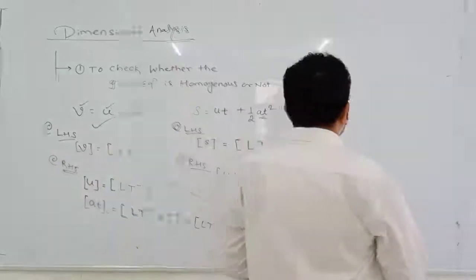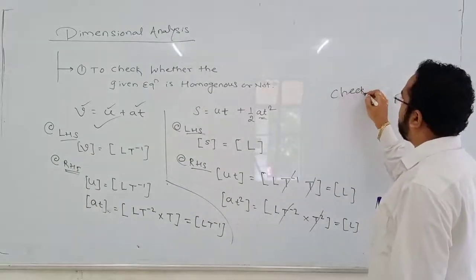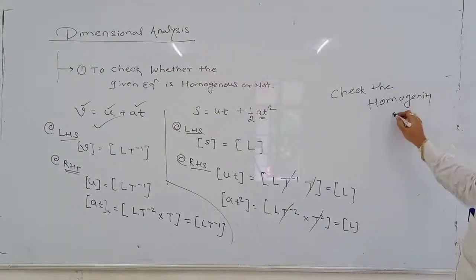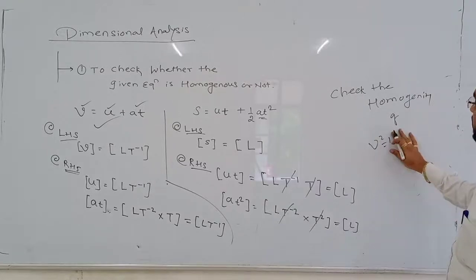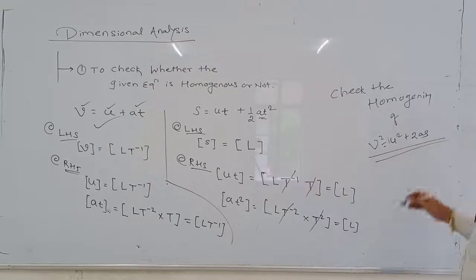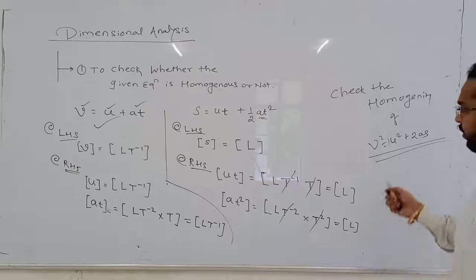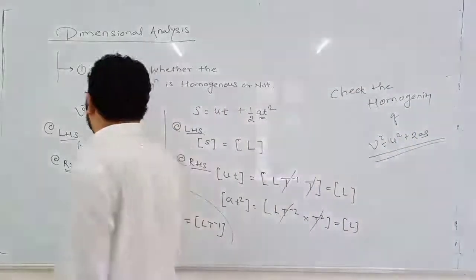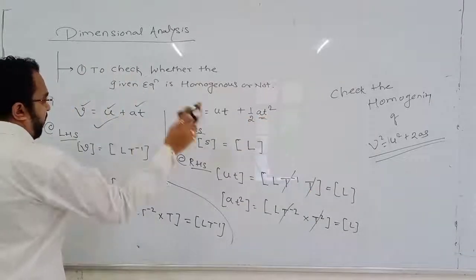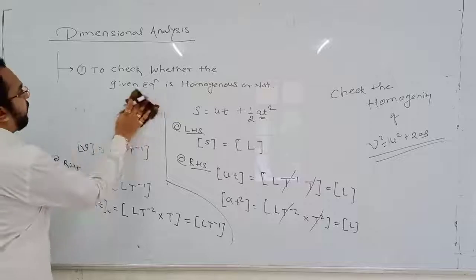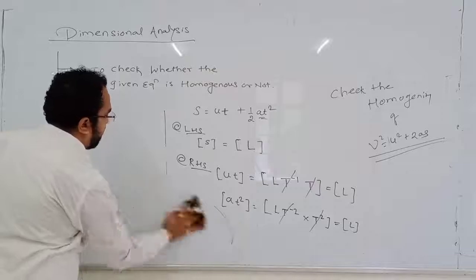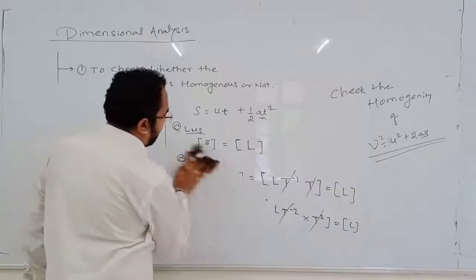For you, the homework: check the homogeneity of v square is equal to u square plus 2as. Check whether this is homogeneous or not. This is the third kinematical equation, and this whole thing was the first application, or first use, of dimensional analysis. Next we will see the second application.